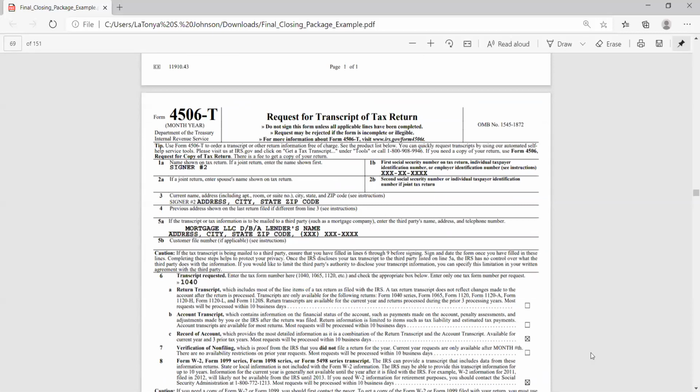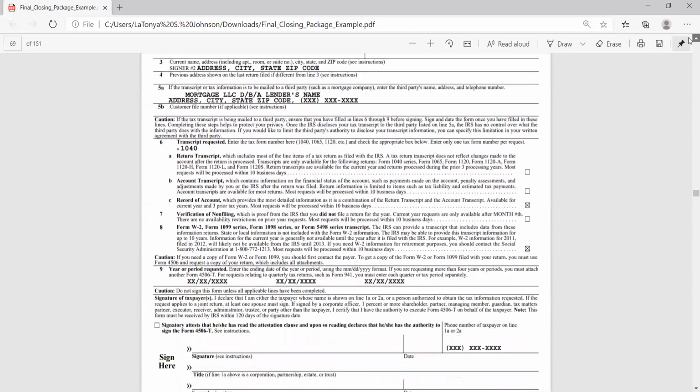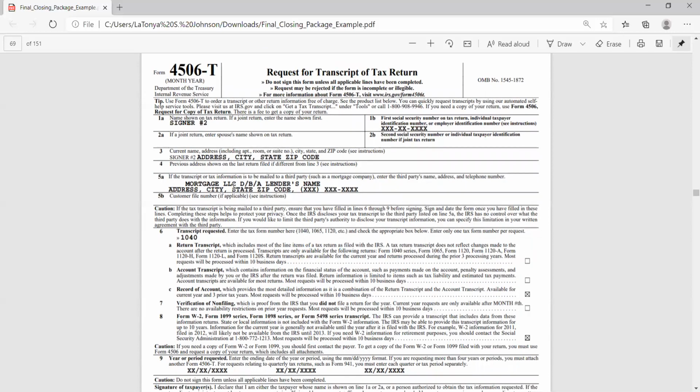Request for tax transcripts. This is something for them to sign and place their telephone number. They have to make sure that all of this is filled in. This whole document may be filled in for you and they just have to verify it. If it's not, then they have to enter their social security number and correct address.